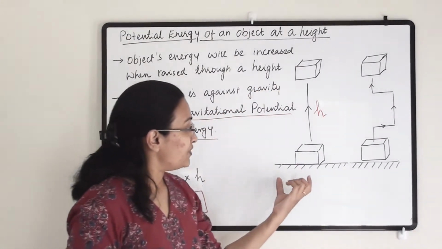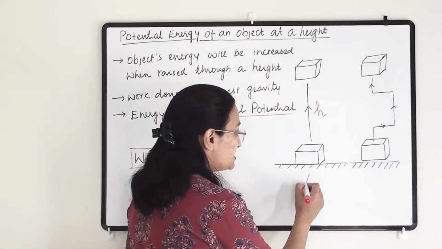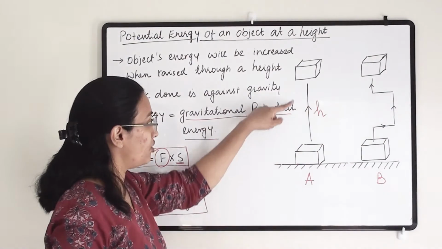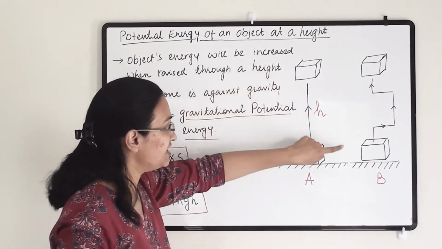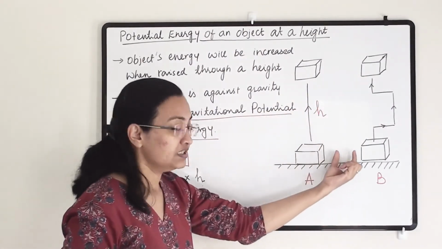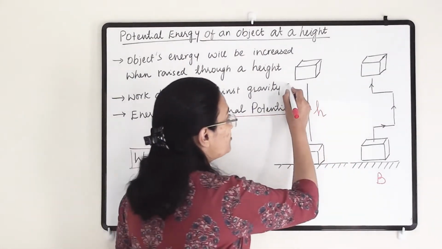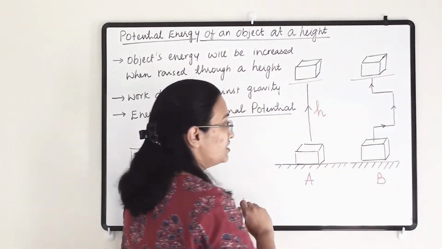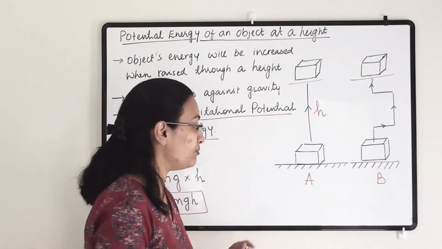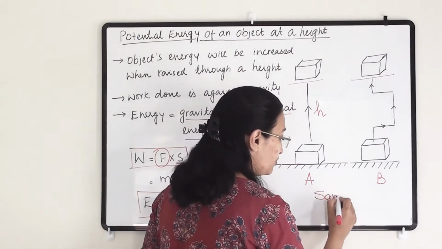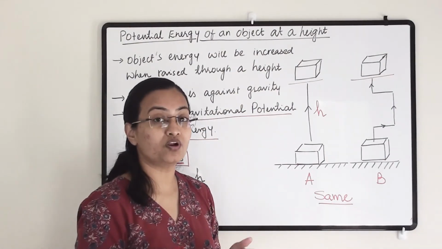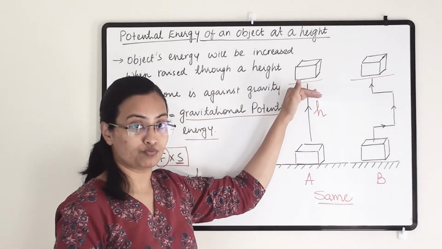Now when we are choosing a path, for example this is path A and this is path B, here we have raised an object in a straight path and here we have chosen a different path, but in both paths we have taken the object to a similar height. So in both cases whatever energy is gained by the object will remain the same. So potential energy does not depend upon the path, it depends upon the level to which you have raised the object.